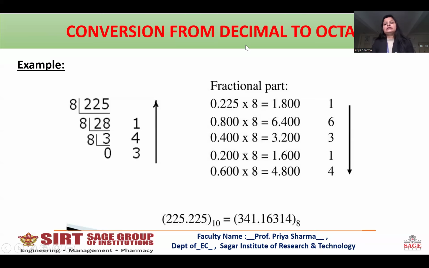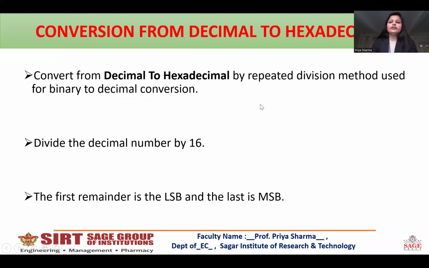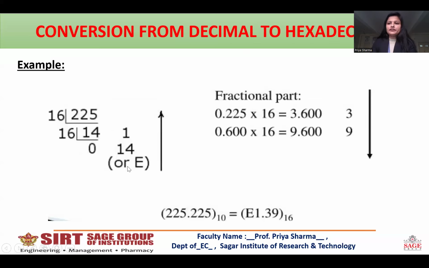Similarly, to convert from decimal to hexadecimal, we divide the decimal number repeatedly by 16 until the quotient is 0. This is the same example we took for octal. As 14 is not represented by a digit in hexadecimal, decimal 14 is equivalent to E in hexadecimal, as I told you earlier in these slides. So E1 is the hexadecimal equivalent of decimal 225, and 39 is the fractional part.